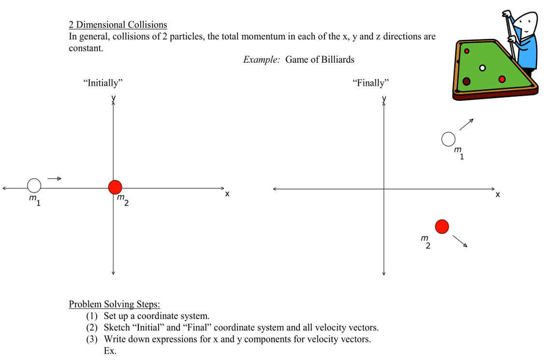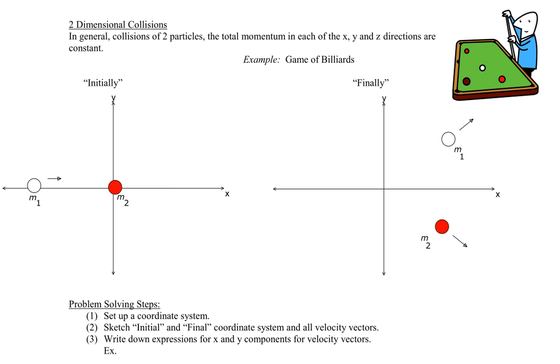However, now we need to remember that momentum is a vector, so it has both magnitude and direction. So hence, when we talk about momentum being conserved, we need to be careful and say that it's momentum being conserved vectorially.